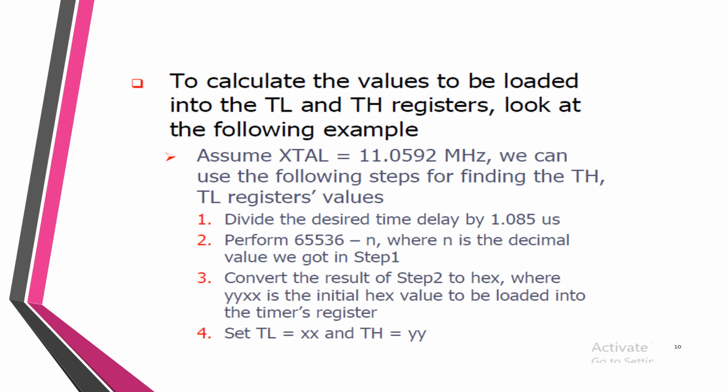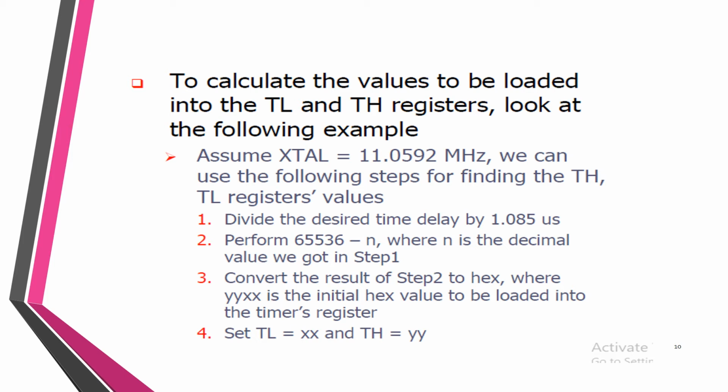So therefore we are using 1.085, as we know that your frequency is 11.059 megahertz. From that we obtain this: when it is divided by 12, it comes out to be 921.6 kilohertz, and its reciprocal is nothing but 1.085 microseconds.